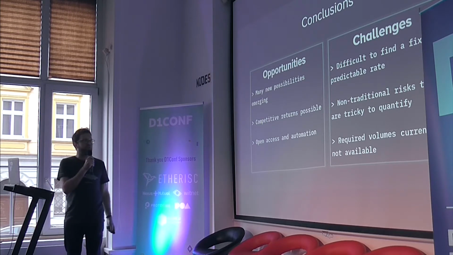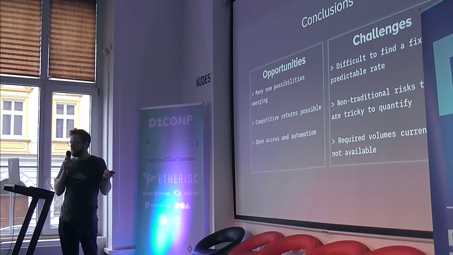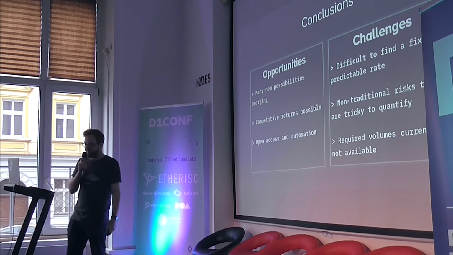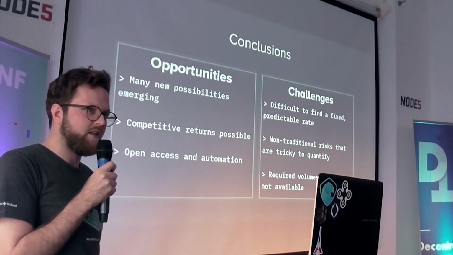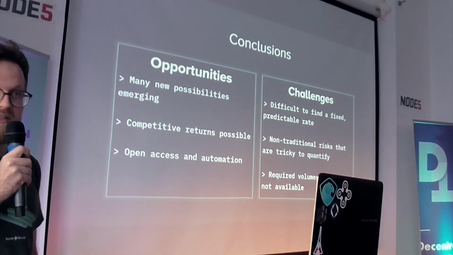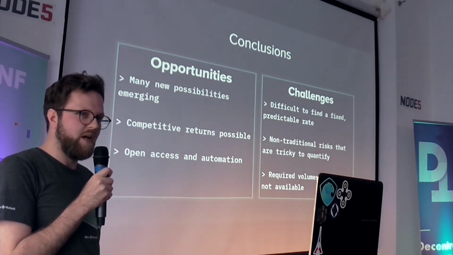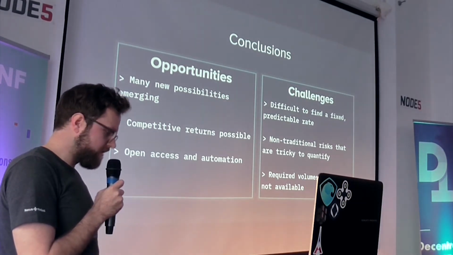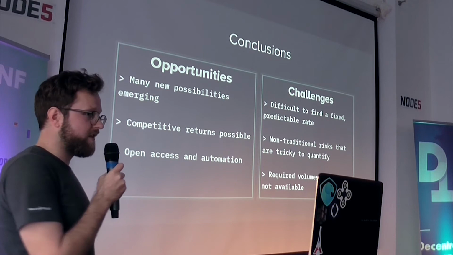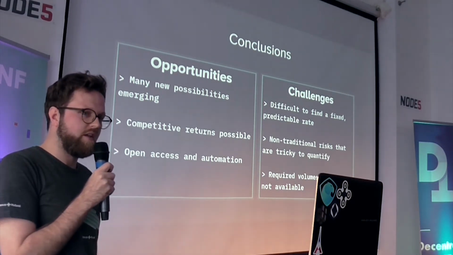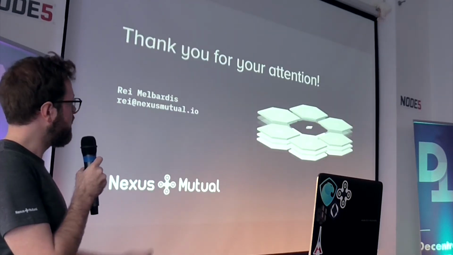So to sum up, there's a lot of opportunities and many new possibilities emerging for these types of assets. Competitive returns are possible, which would be comparable to what a traditional insurance company would earn these days. And there's the benefit of open access and automation, so it happens automatically if you hook up your contracts to it. You don't need to ask anyone's permission, you just go ahead and do it. The main challenges are that it's difficult to find a fixed predictable rate to match to your insurance liabilities. There are non-traditional risks that are tricky to quantify, particularly around governance, and in a lot of cases the products either don't exist yet or the required volumes are not really available. But I personally think it's a very exciting space and definitely one to watch. Thank you very much.